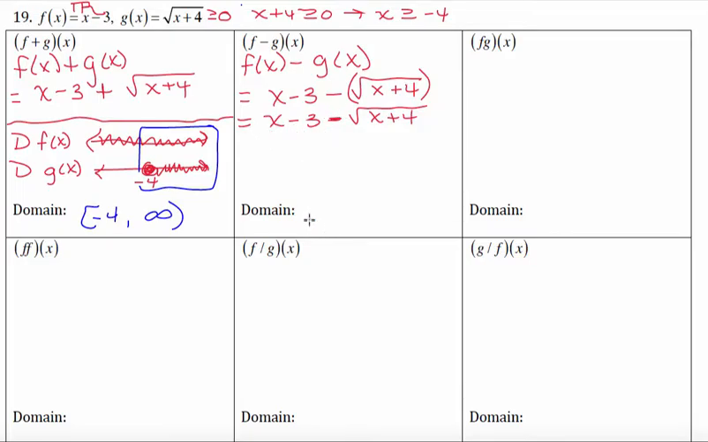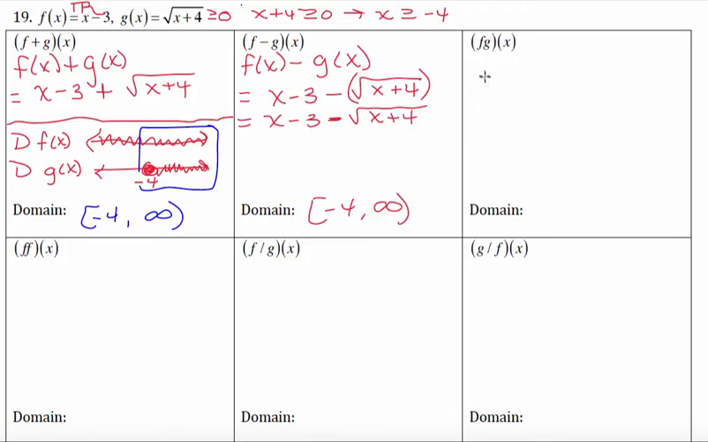And easy peasy, the domain is the same as for f plus g of x. It's just the intersection of both the original domains. And we found that to be from negative 4 to infinity.